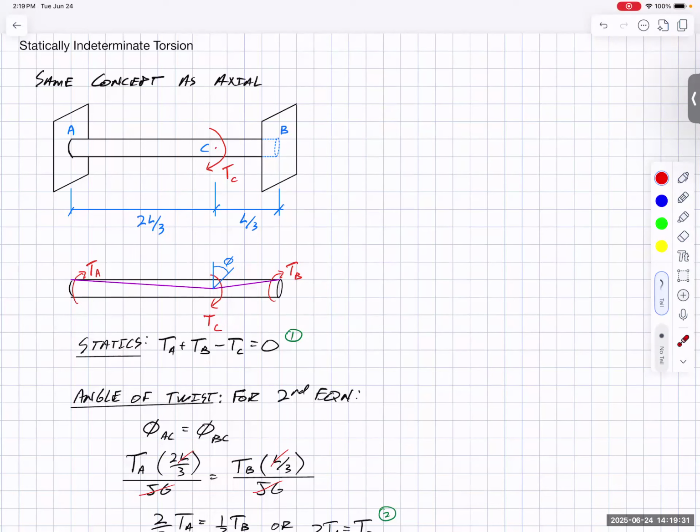So I have two unknowns. This would be a problem where TC is known. I want to know the reaction at A and B. Well, how do I get there? I need a second equation. That's where I can bring in this new concept of angle of twist.